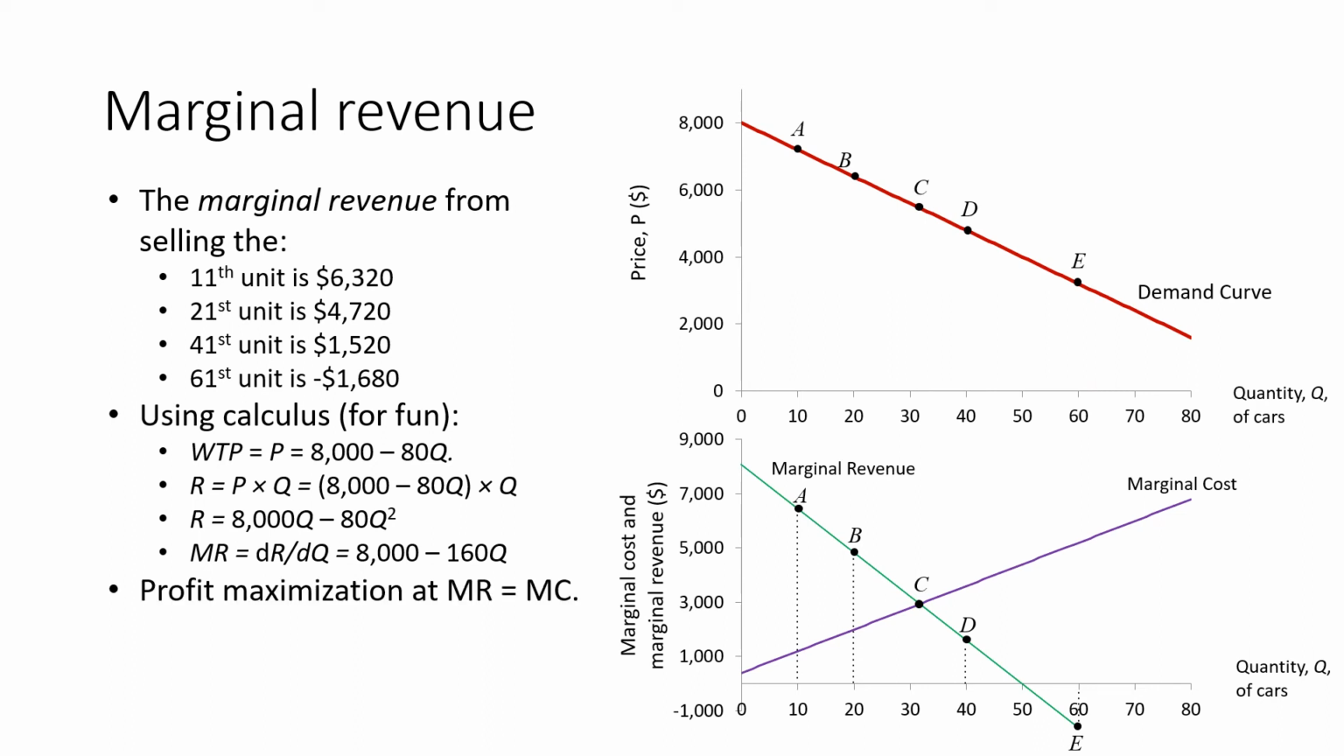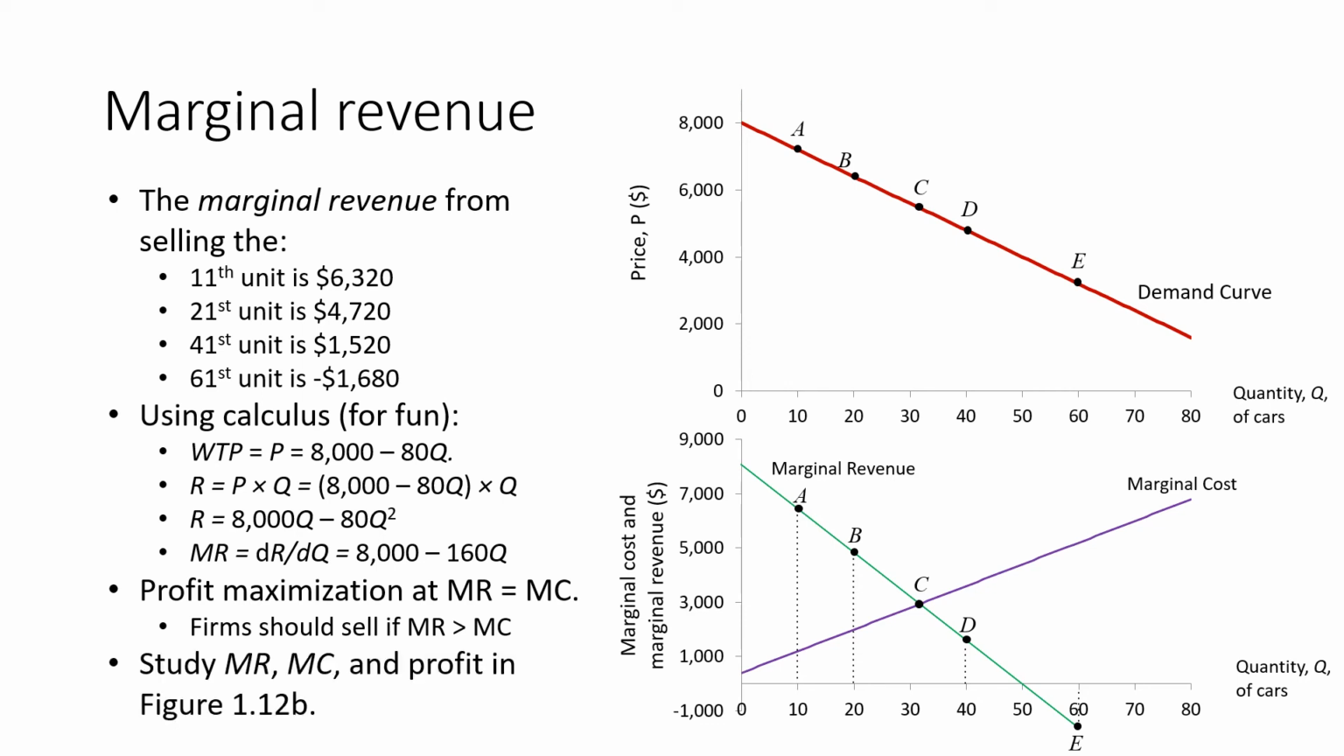And profit maximization is at MR equals MC, which is point C here. From here, we can say firms should sell if their marginal revenue is bigger than their marginal cost, and they shouldn't if the opposite. For that, you can study marginal revenue, marginal cost, and profit from Unit 7.